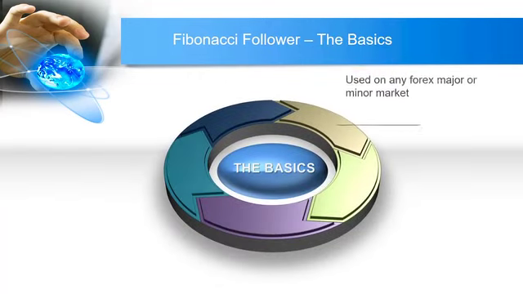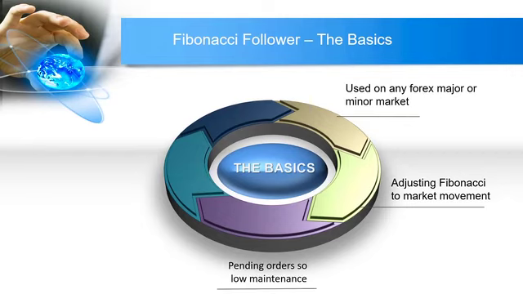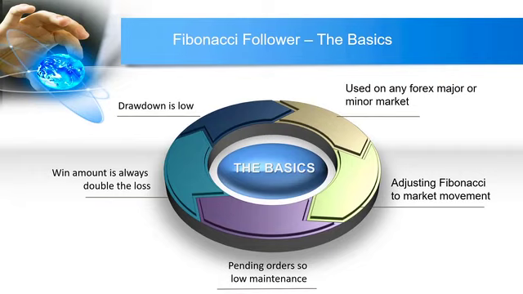If we look at the basics, you can use it on any Forex major or minor markets. In other words, you can set it up on all 26 markets if you want to. And what you're going to be doing is adjusting the Fibonacci as the market moves, so it's dynamic. You're then going to be placing pending orders, so this is a very low maintenance strategy. No matter what you're working, you can use the time frame that satisfies your life. And the win amount is always more than double the loss. Therefore, the drawdown is very low because one win makes up for 2 losses.